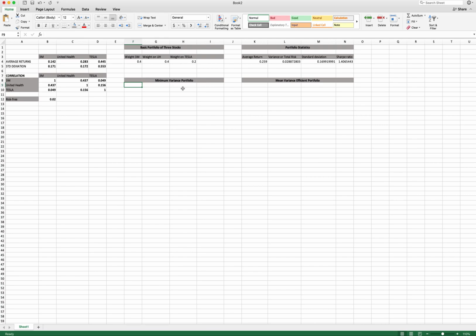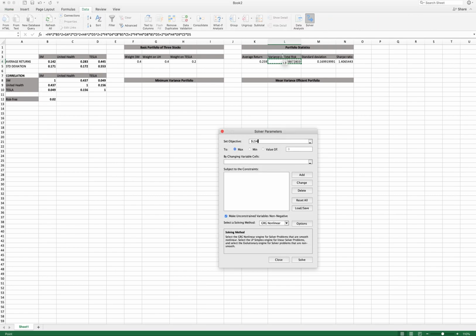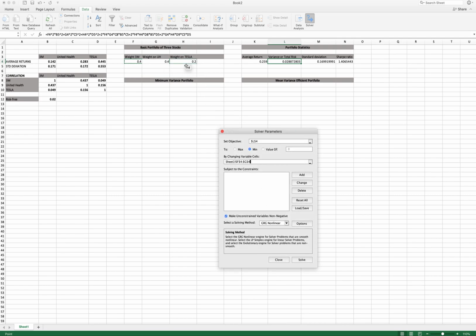To find the minimum variance portfolio, I'm going to say that it is the portfolio that minimizes the risk, or the variance, here. How do I find that? Well, I can actually use Solver and go through all the portfolios of those 3 stocks to find the one that minimizes the variance. So I'm going to go under Data in Excel, use Solver, and set my objective as the variance, minimize that variance by moving the weights on 3M and United Health, and then Tesla is going to adjust automatically because I've imposed that the sum of the weights has to be equal to 1.